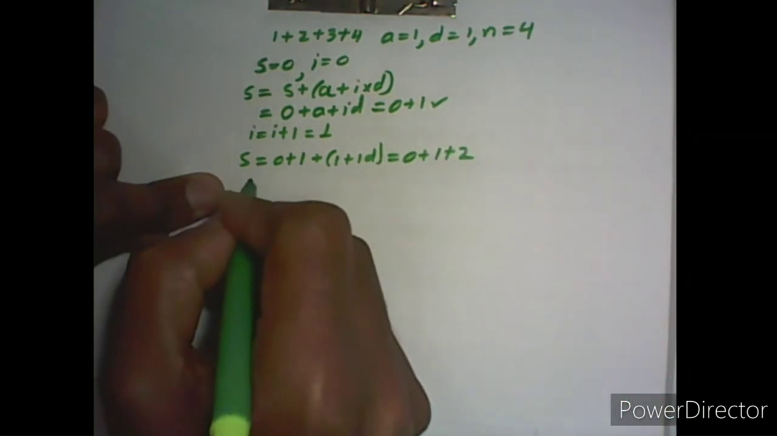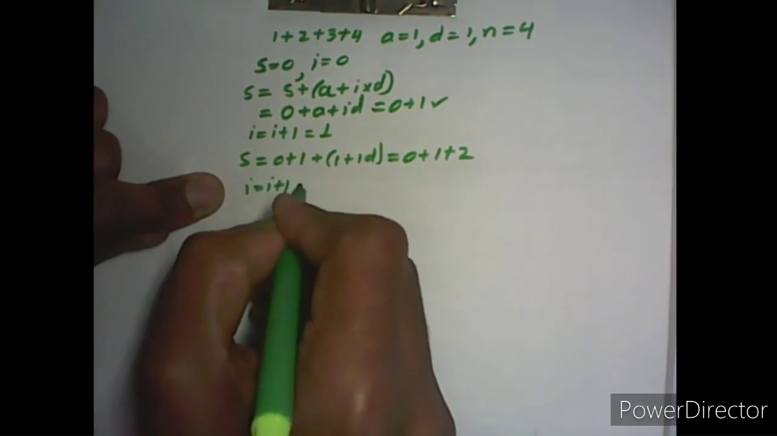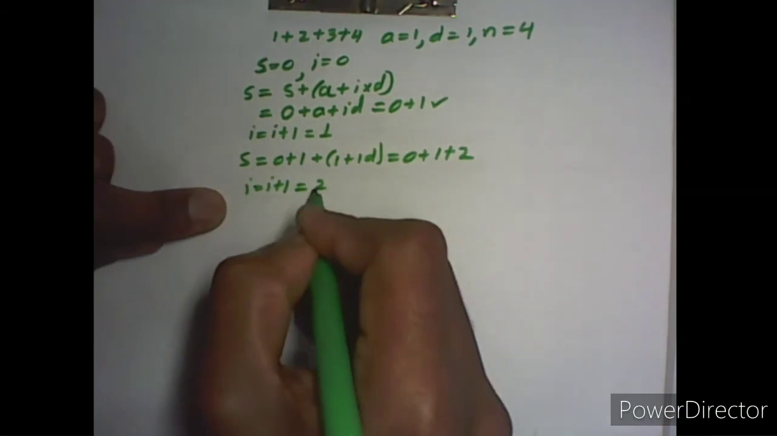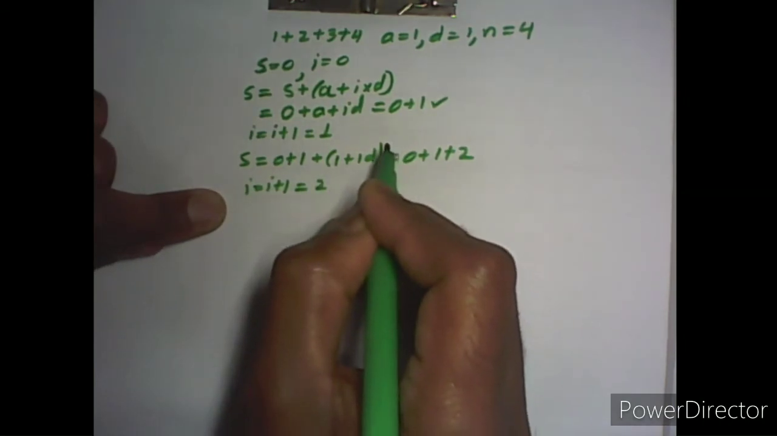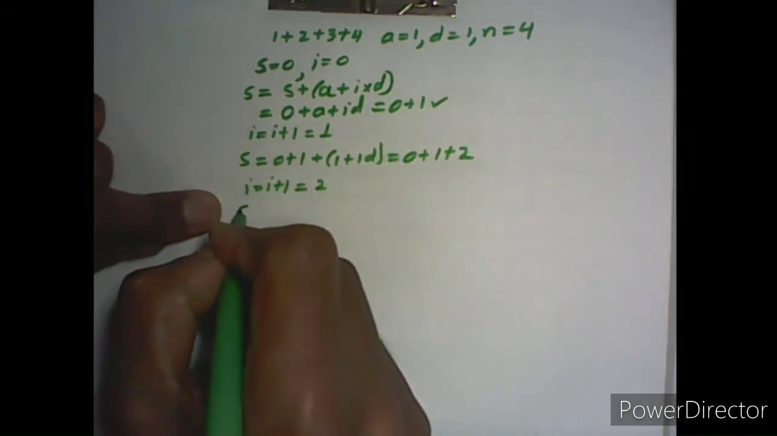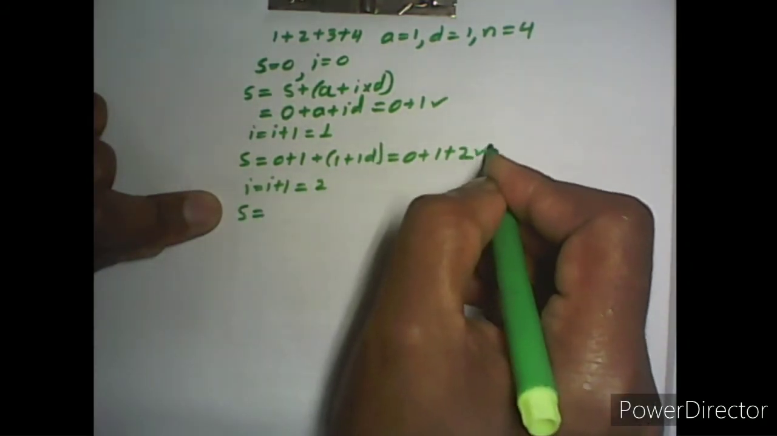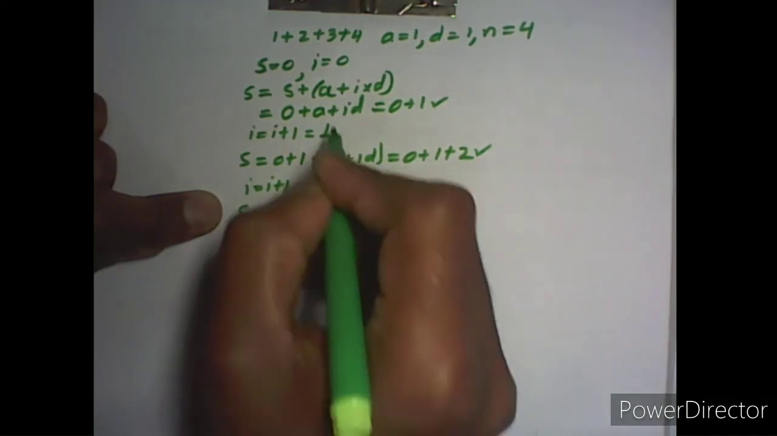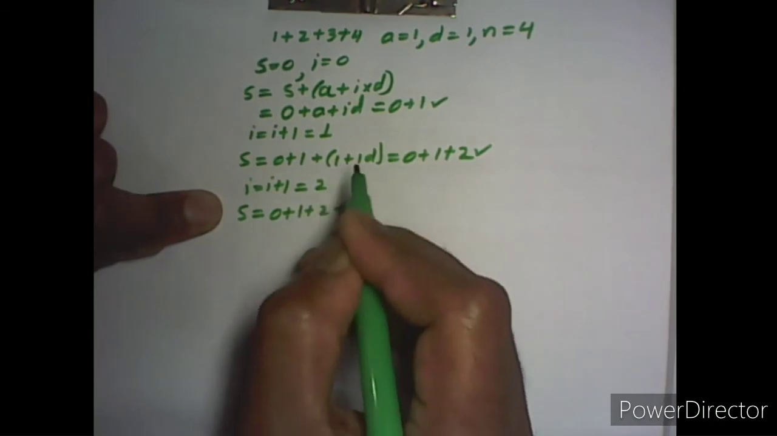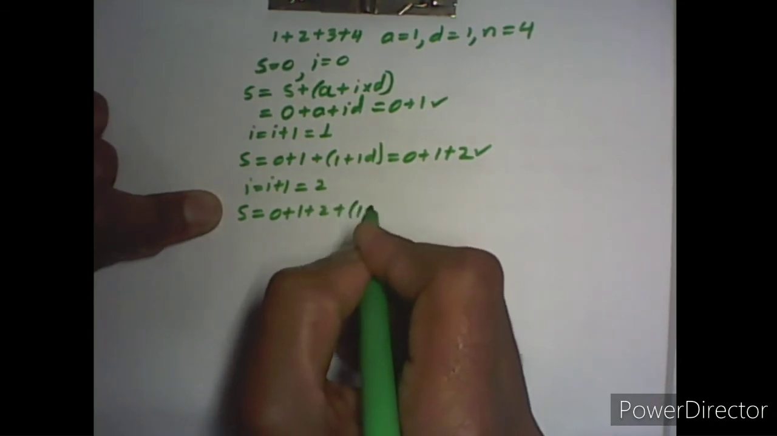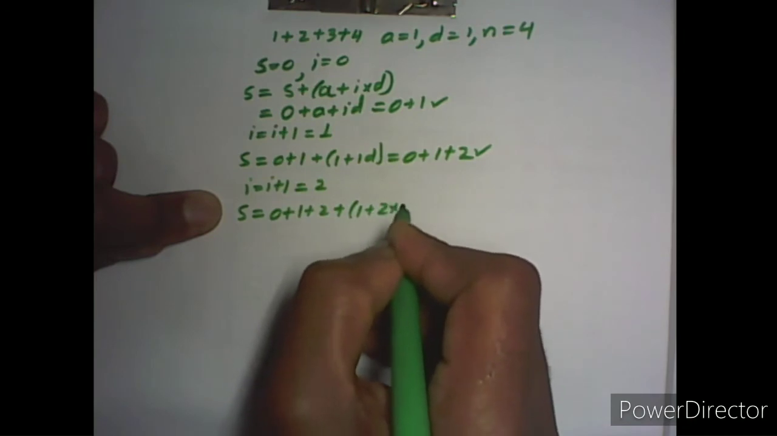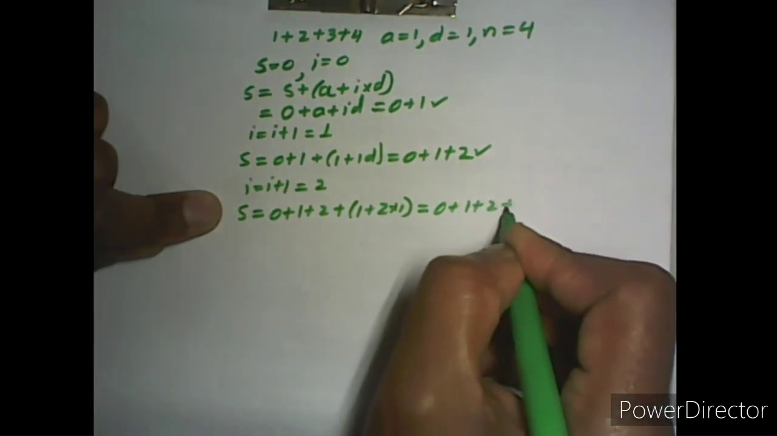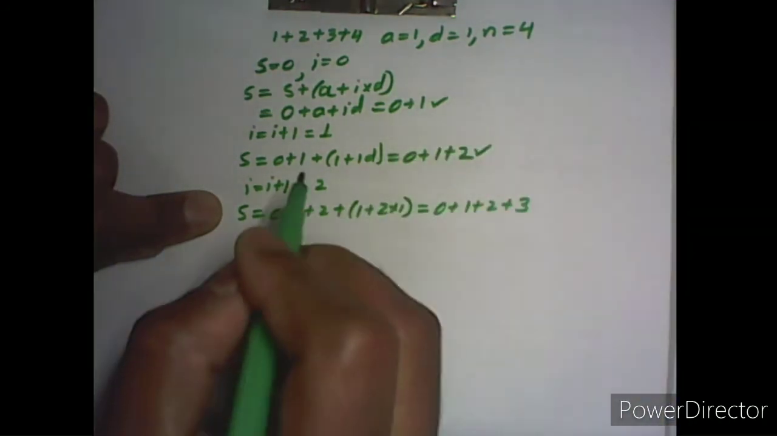Then again we do I is equal to I plus 1. So I becomes equal to, earlier it was 1, so 1 plus 1 becomes equal to 2. So 2 is still less than 4. Okay, so it is less than 4. So again it does s is equal to whatever earlier value we had, s plus a plus id. So a is 1. So this is 1 plus, I is 2 now, 2 into 1. Right. So this becomes 0 plus 1 plus 2 plus 3.